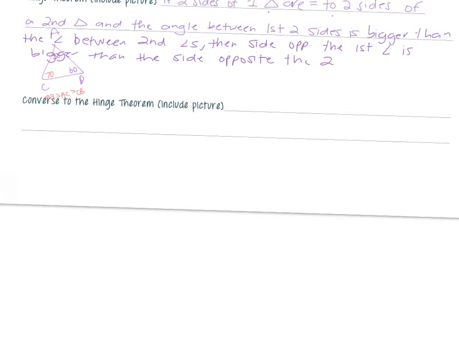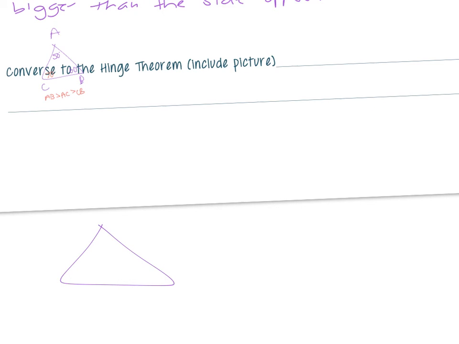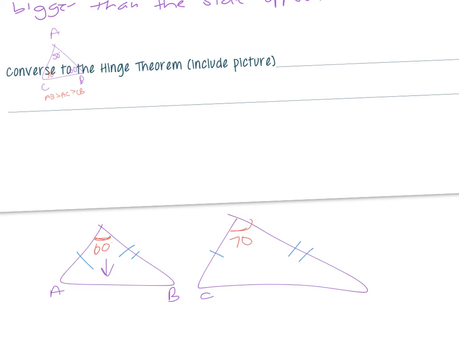So basically what this means is if I have two triangles, and this is congruent to this, and this is congruent to this, but this angle, the included angle, so it's got to be the one on the top, let's say that this one is 60 degrees and this one is 70 degrees. So the side opposite the smaller angle is going to be smaller than the side opposite the bigger angle, and vice versa. The side opposite the larger angle is going to be greater than the side opposite the smaller angle.